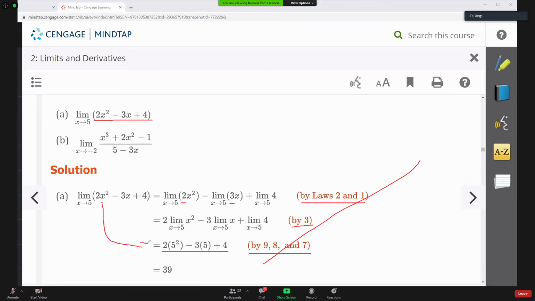Right away you can evaluate this limit. But for this problem, you have to follow the instruction and do it step by step to get the final answer. The final answer is 39. So we have found number A. Let's look at number B.